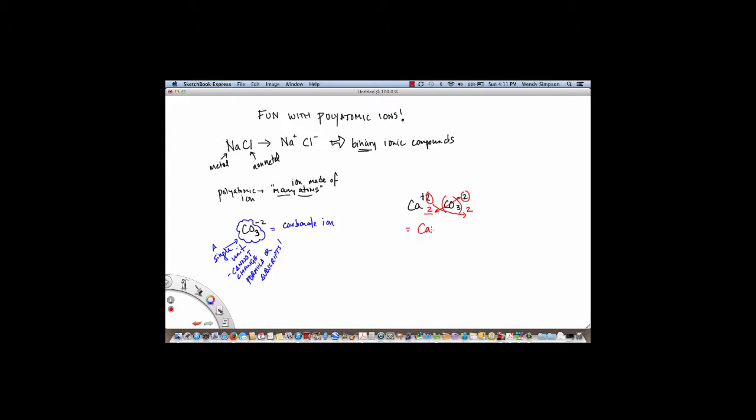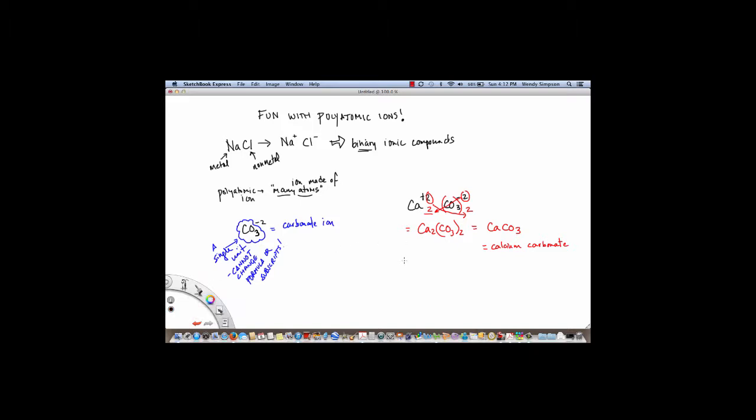So we end up with this formula. But if we take a look, we have two subscripts of 2. This can be simplified. Both are divisible by 2. The lowest whole number ratio is 1:1, not 2:2. So this simplifies to CaCO3, and we get rid of the subscripts. How do we name it? We simply name it by naming the cation, which is calcium, and the anion, which is carbonate. So the name of the compound is calcium carbonate.